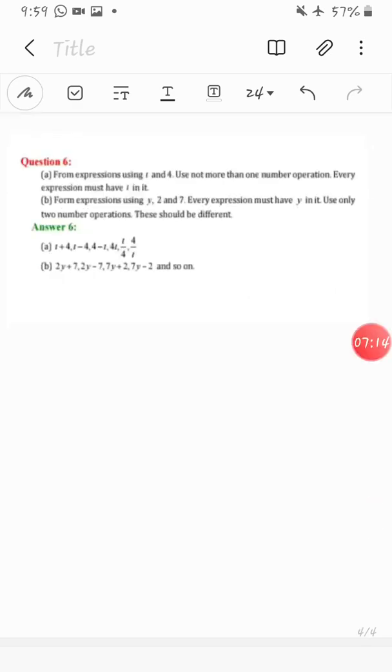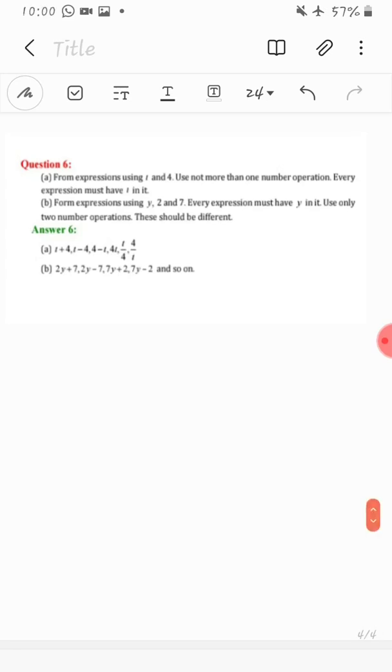Now last question, question number 6. Form expression using t and 4. We have to use t and 4. Use not more than one number operation. Every expression must have one t in it. The expression needs to have t, and only one operation we can use. So t plus 4, t minus 4. Again 4 minus t, 4 plus t will be there.